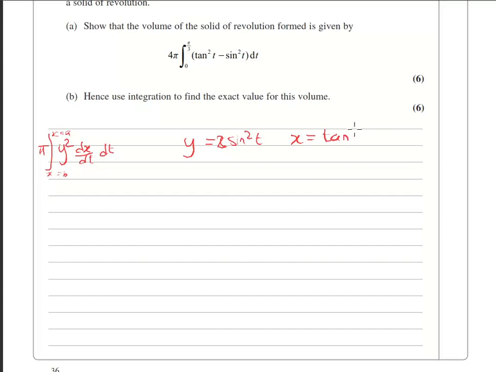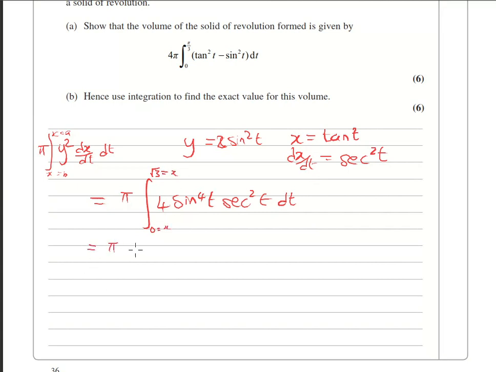Now, if we follow that formula somewhat blindly, we need to find dx by dt, and tan t differentiates to sec squared t. Then we're just going to plug in the values in our formula. It wants to go from root 3 to 0. That's where it wants to revolve around. Y squared is simply going to be 4 sine to the power of 4 t, and dx by dt is sec squared t dt. Now these limits are still in terms of x, so I want to convert them to being in terms of t. I'm also going to take the 4 out because it clearly starts with a 4 pi, and that's easy to do now.